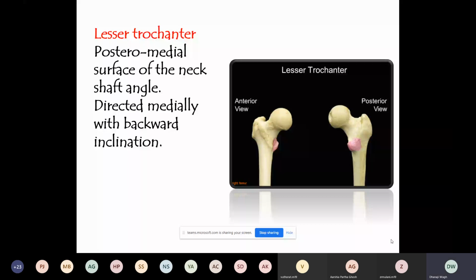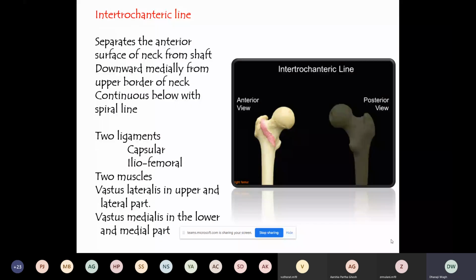This intertrochanteric line separates the anterior surface of the neck from the shaft. It runs downwards and medially from the upper border of the neck, continuous below with the spiral line. There are two ligament attachments, the capsular ligament and the iliofemoral ligament, and two muscles arising from this point: vastus lateralis in the upper and lateral part, and vastus medialis in the lower and medial part. So this is the intertrochanteric line.